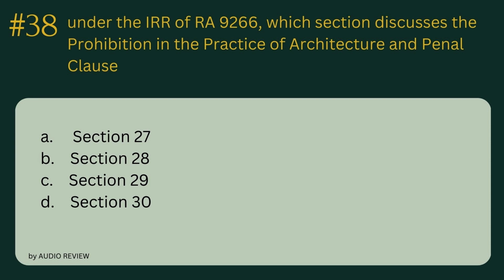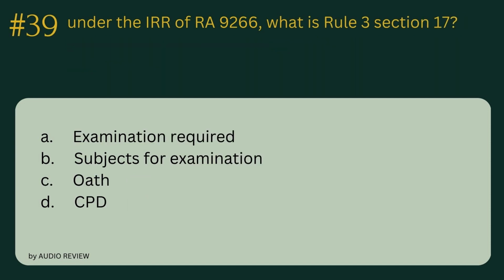Question 38. Under the IRR of RA 9266, which section discusses the prohibition in the practice of architecture and penal clause? A. Section 27. B. Section 28. C. Section 29. D. Section 30. The answer? It's C. Section 29. Under the IRR of RA 9266, Section 29 discusses the prohibition in the practice of architecture and penal clause. Section 29.